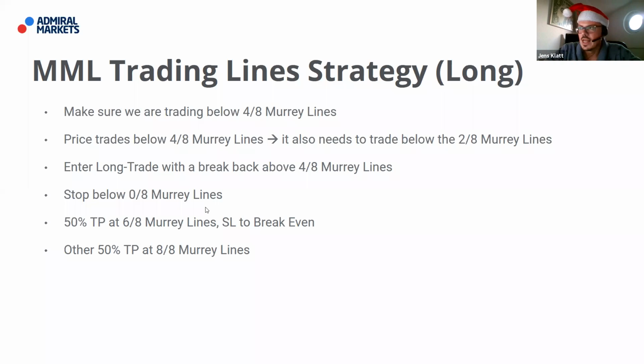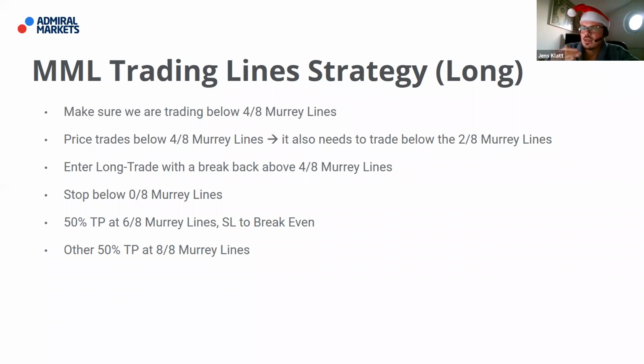And then we have partial take profits on the upside. We're working with a 50% take profit at the 6/8 Murrey line, where we move our stop to break even, from the initial stop loss, which was placed at the 0/8 Murrey line. So 6/8, this is the so-called reversal pivot. We referred to this in the slide before as the reversal pivot.